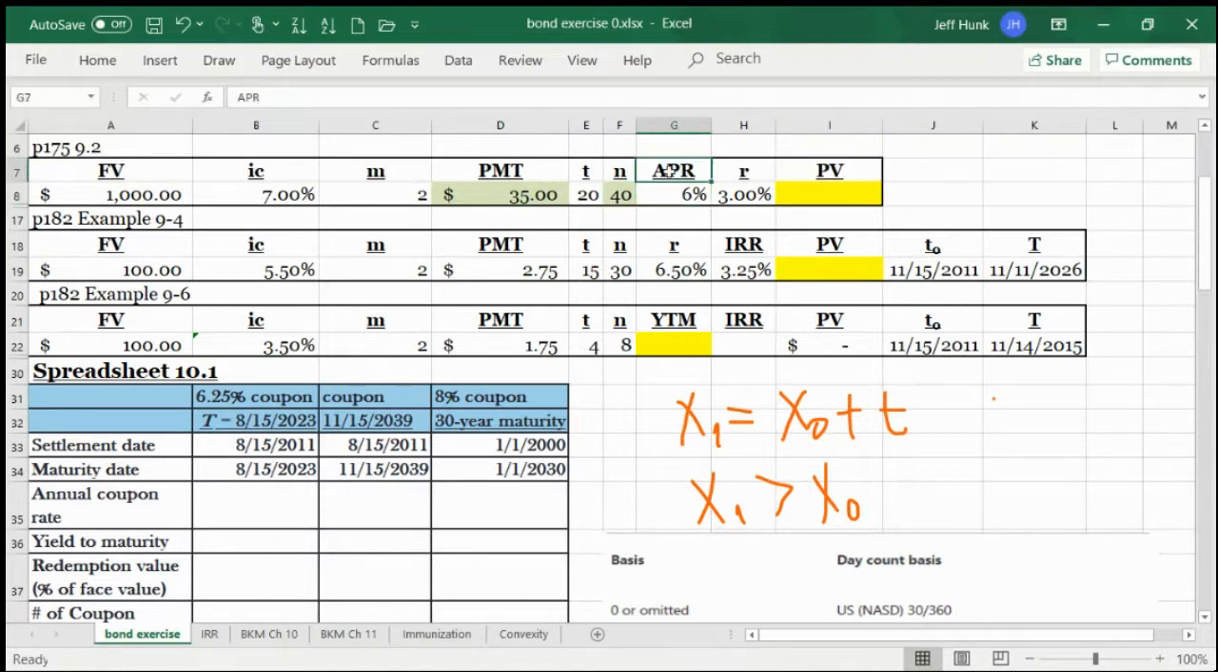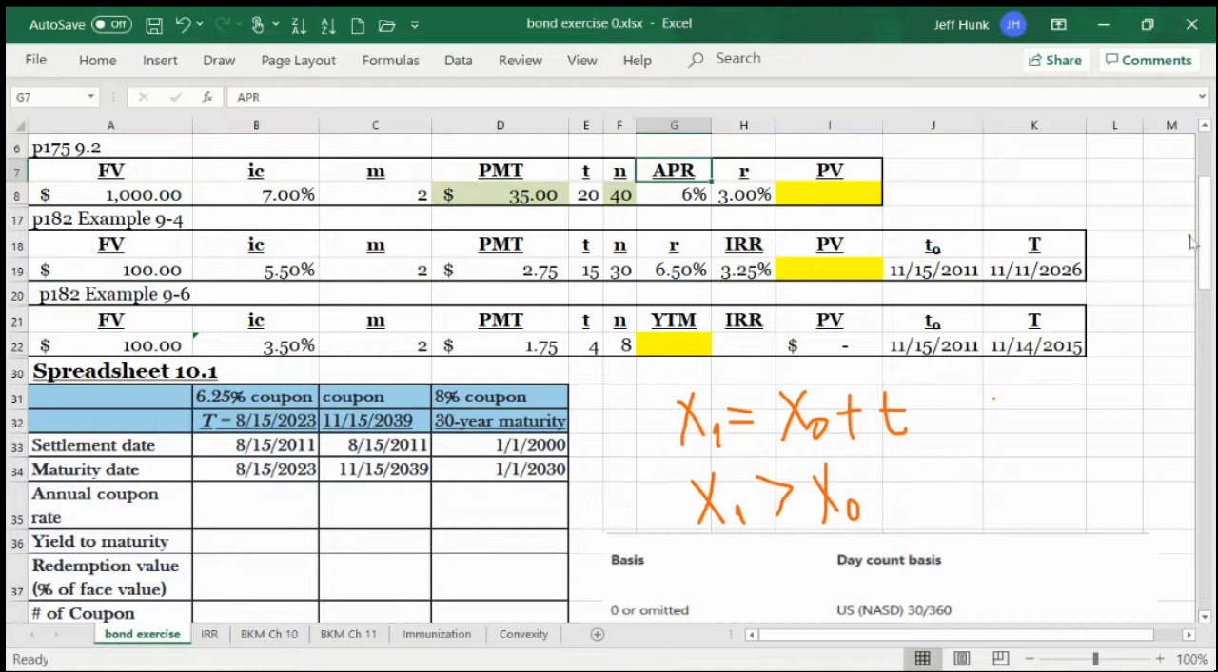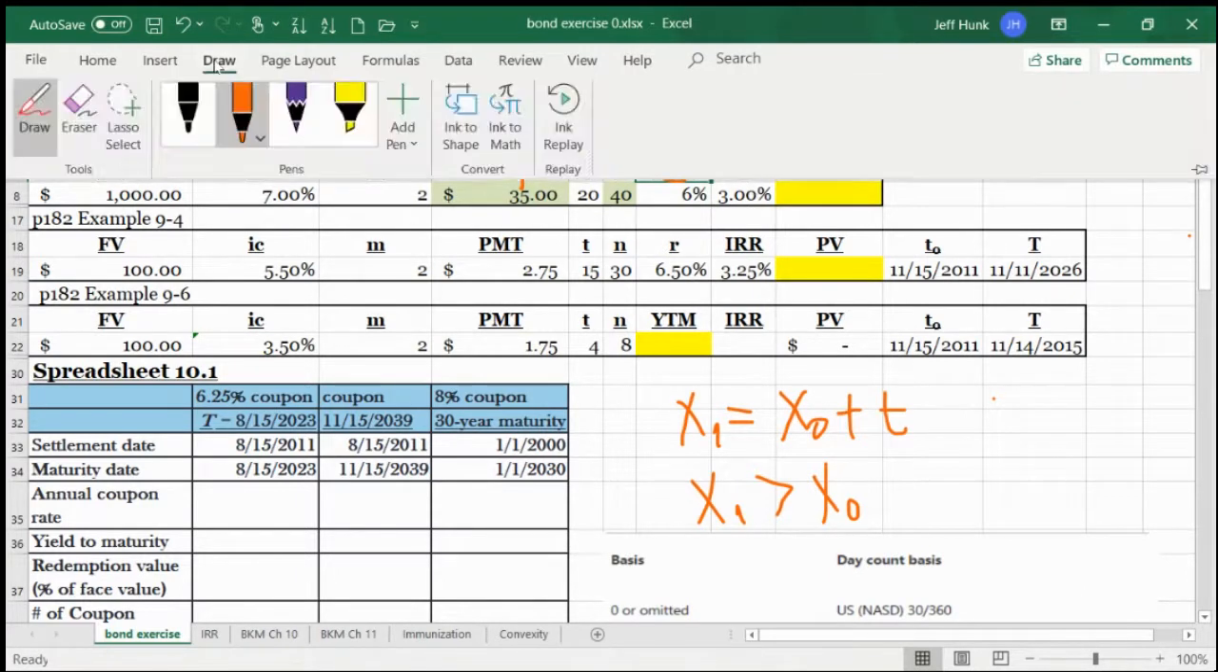Anyway, and then APR. This is the prevailing rate, or the discount rate. This is the prevailing market rate. So this is the yield, the yield to maturity. Of course, this is the coupon payment. So the prevailing market interest rate is 6%. Then what is this? This is the half-year rate.